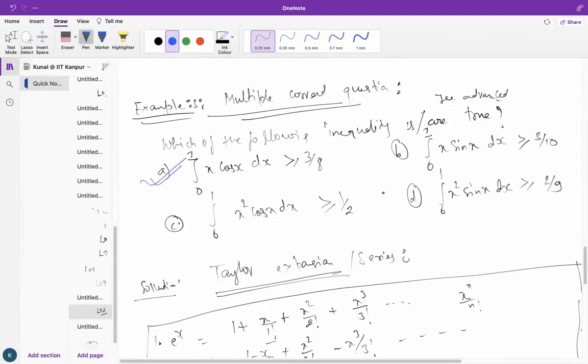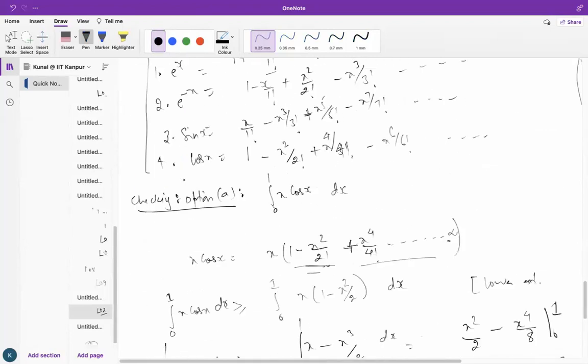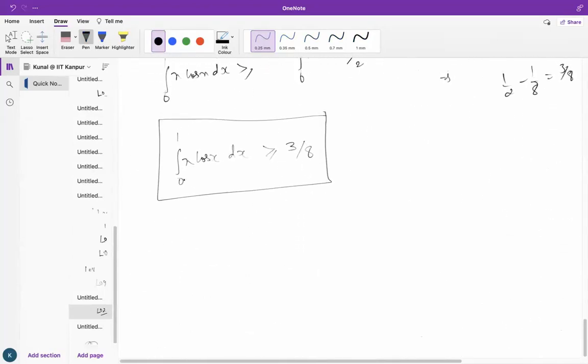Now let's move on to the second estimation, which says that when we integrate the function x sin x from 0 to 1, its value will be greater than or equal to 3 by 10. So we are checking option B, where we are integrating x sin x.